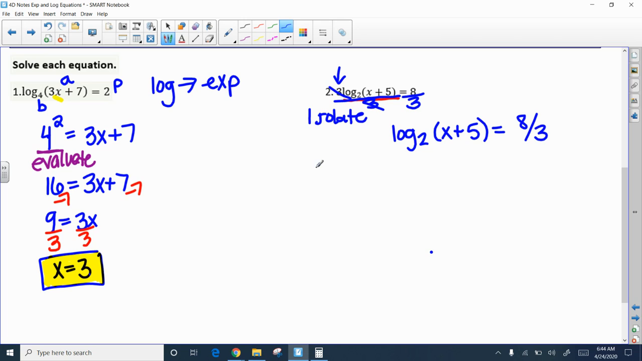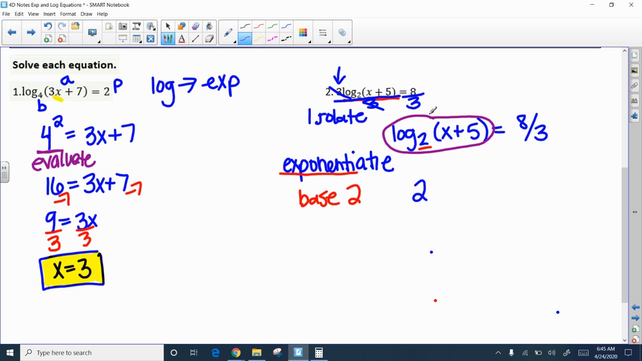Now, step 2, I'm going to do this in a little different way. I'm going to exponentiate. So what that means is each side of this equal sign, I'm going to write it as the exponent. And in this case, the base I'm going to use is base 2. Okay, so here's what that looks like. So I'm using base 2 because it's a logarithm base 2. So 2, I'm taking this whole thing and writing it in the exponent.